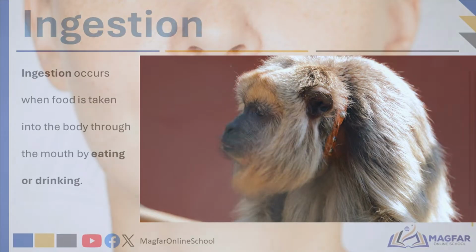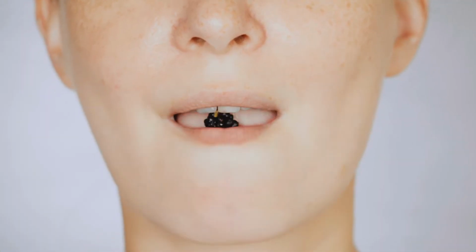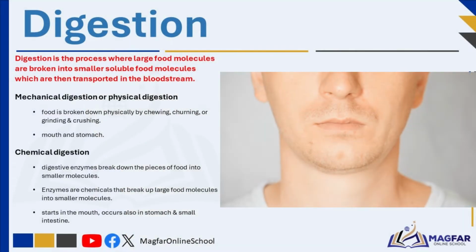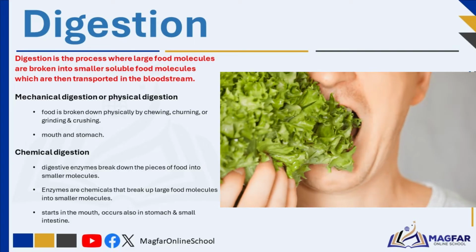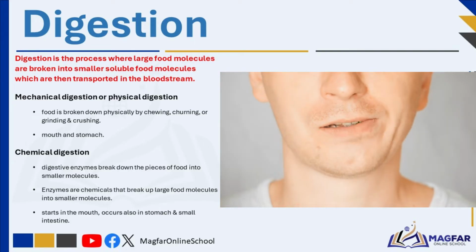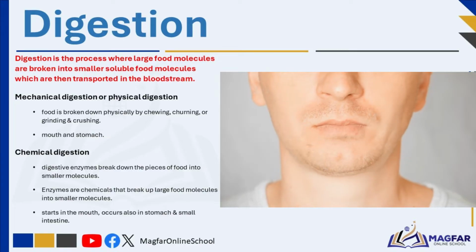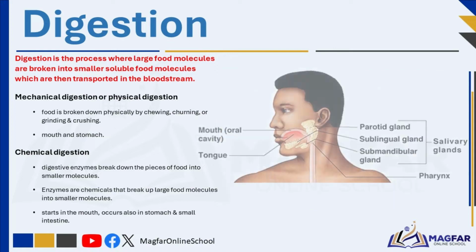Digestion is the process where large food molecules are broken into smaller soluble food molecules, which are then transported in the bloodstream. There are two types of digestion: mechanical digestion and chemical digestion. Mechanical digestion, or physical digestion, occurs when food is broken down physically by chewing, churning, or grinding and crushing. Mechanical digestion takes place in your mouth and in your stomach.